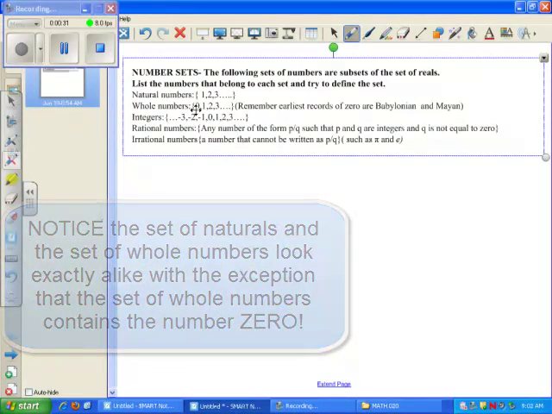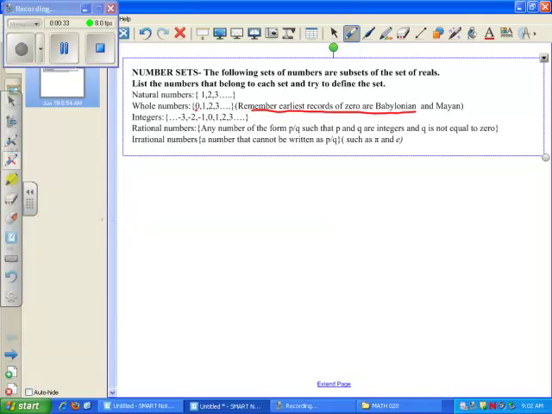I made a little reminder here, and I think I misspoke the other day in class and said the Middle Ages. I actually Googled it. The earliest records of 0 are Babylonian and Mayan civilizations, but they didn't necessarily use the symbol 0 that we know today. But there's a lot of debate about when 0 came onto the scene in terms of the evolution of mathematics. So your whole numbers begin with 0, and then 1, 2, 3, dot, dot, dot, on out. Still no fractions, still no decimals.